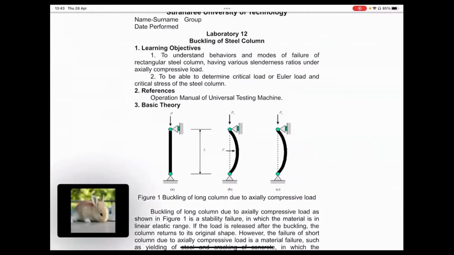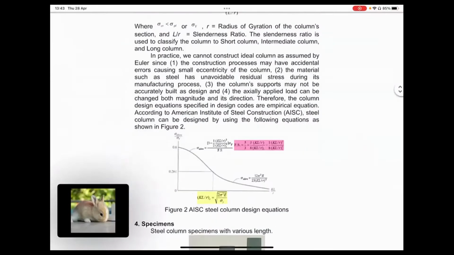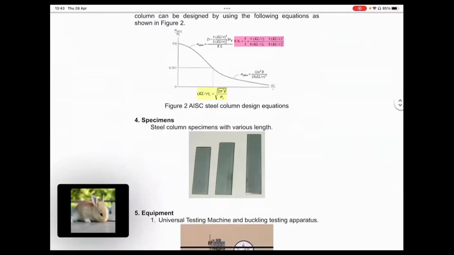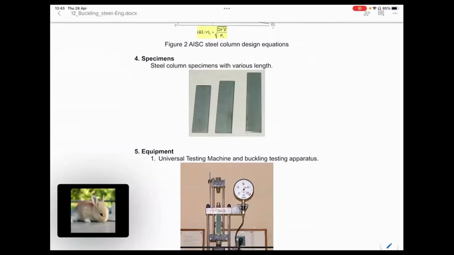Our support is assumed to be pinned because the slenderness ratio is equal to 1. It's easier to calculate. What we have to do is just use this.